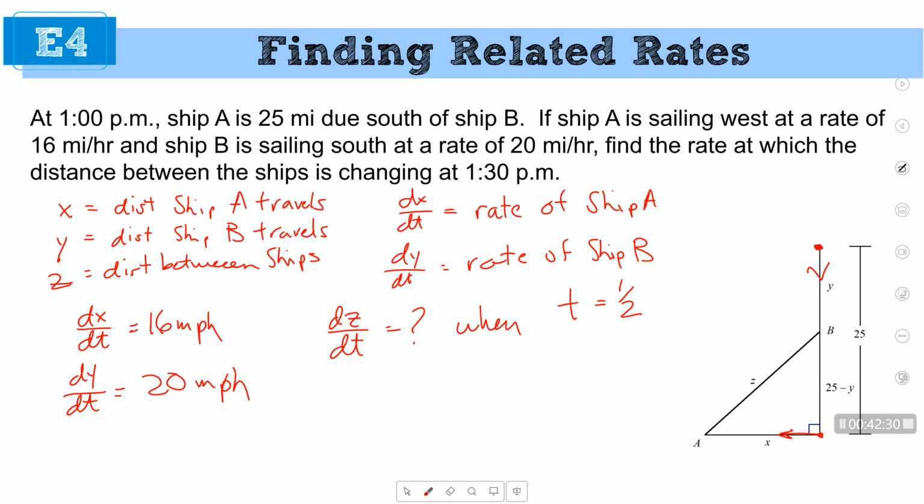Good. Okay. Now, in some problems, t is going to be 30, depending on what you're given. If that was miles per minute, then t would be 30.